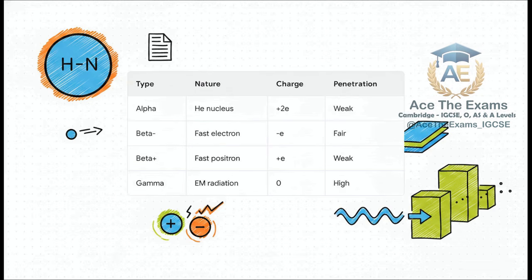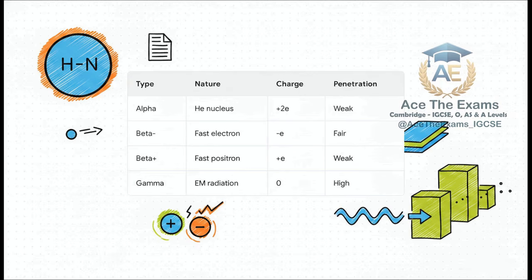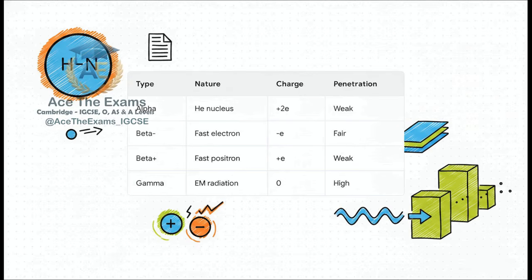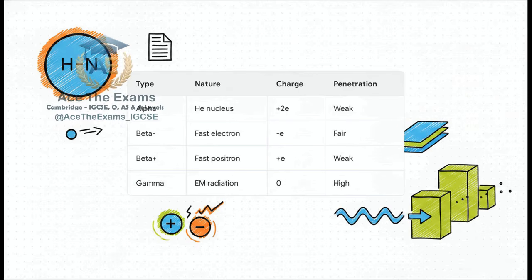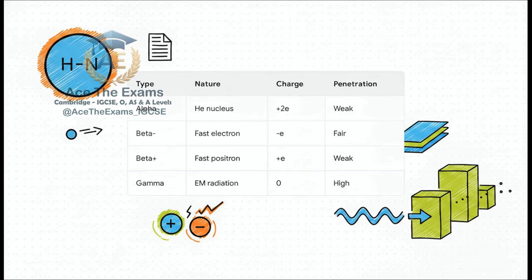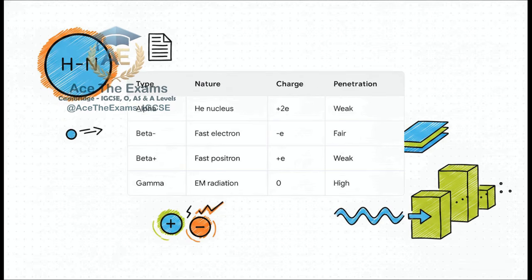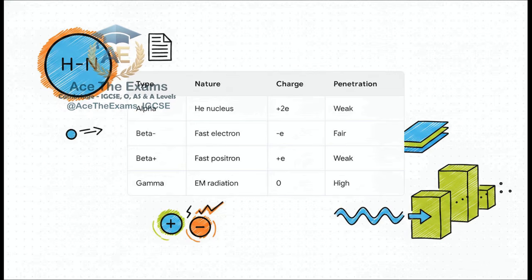Next, we have beta-minus decay. This is a very fast-moving electron that gets violently ejected straight from the nucleus, carrying a charge of -e. It's much smaller and faster than an alpha particle, so it has fair penetration. It can get through paper, but will be stopped by several millimeters of aluminum.